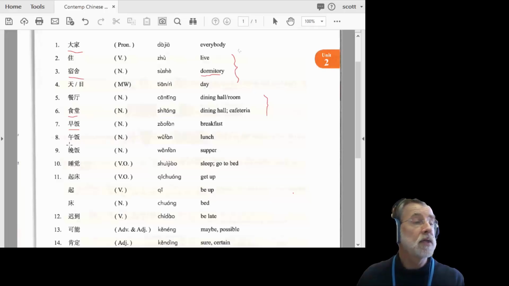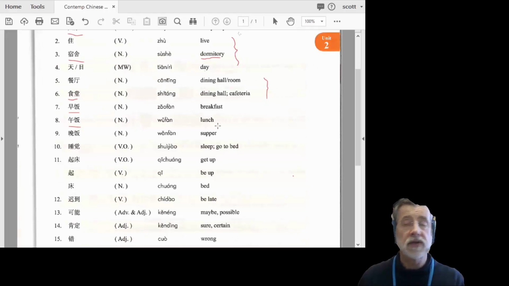If we look at lunch, it's made up of the characters 午饭. 午 is for afternoon, and again, 饭 is for meal. So we've got a sort of, well, when I say afternoon, midday, sorry, and so that means lunch, a meal that you have in the middle of the day.